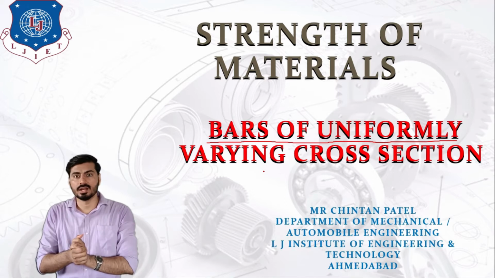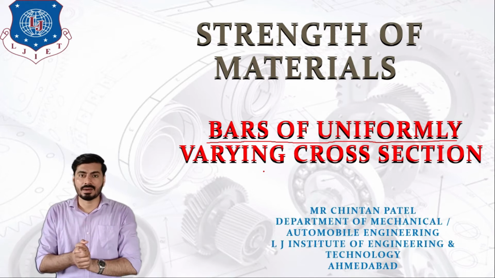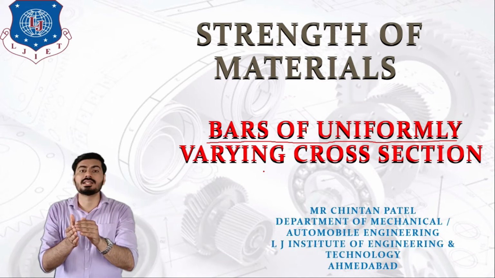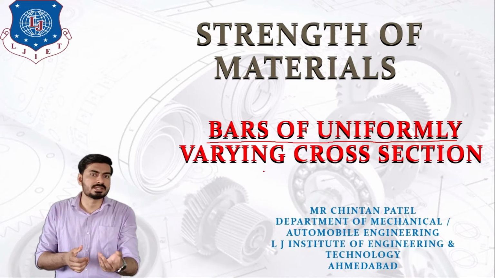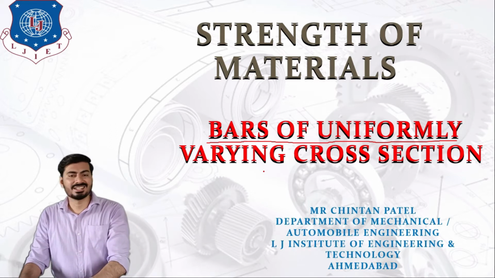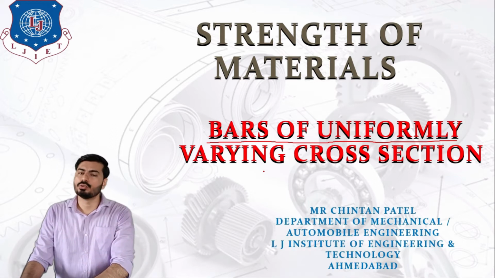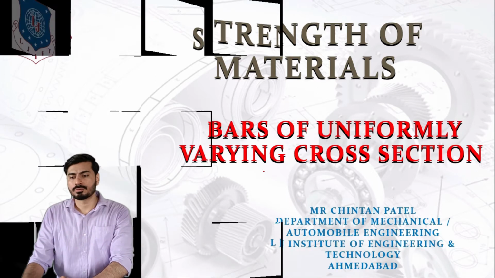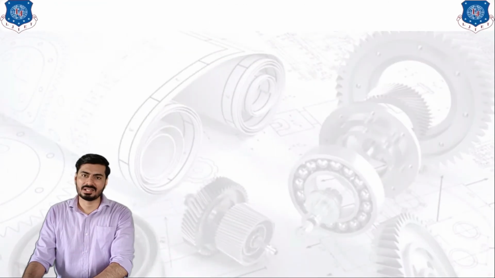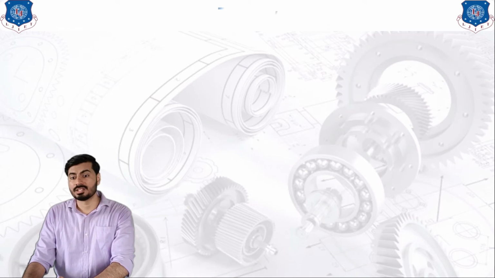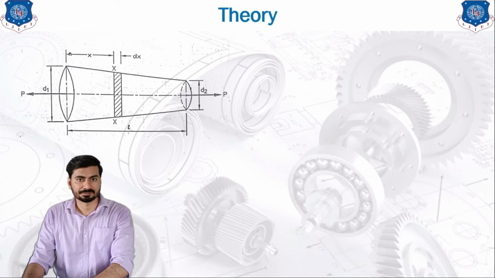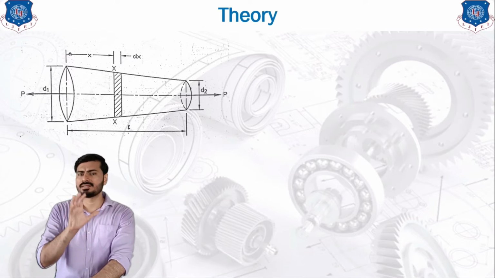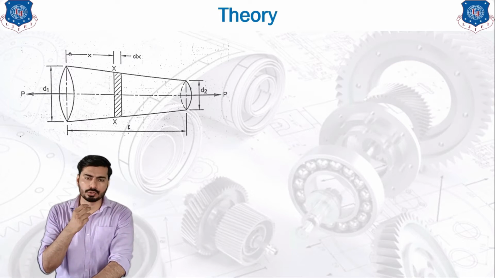But in this particular bar, you will see that the cross section area of the bar is continuously changing or uniformly changing. So this is a different type of case in which you will get another equation to solve this type of example. First of all, we are going to start our lecture with the theory of this particular type of bar. As you can see, the basic diagram of that theory is on your screen.